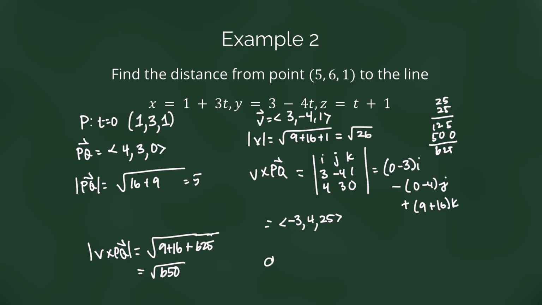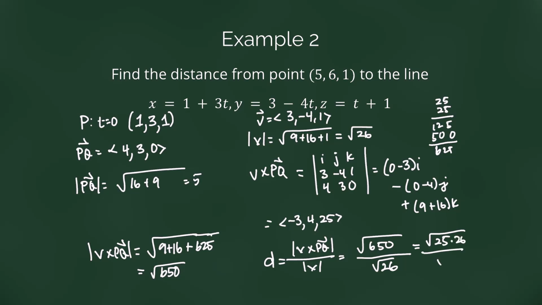I'm sure that simplifies, but now we know that our distance is the magnitude of the cross product divided by the magnitude of the line vector. I don't know why I found the magnitude of PQ. It was not at all helpful. So it's the square root of 650 divided by the square root of 26, which is 25 times 26 over the square root of 26. The square roots of 26 cancel out, and we see that our distance is 5.